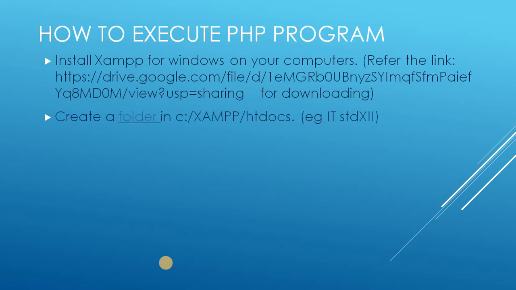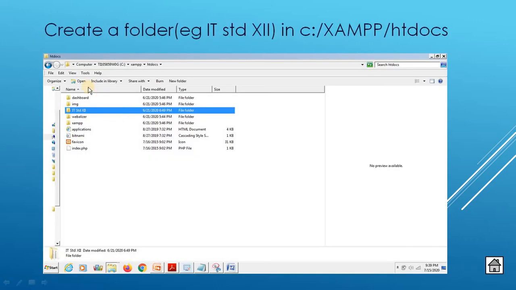Create a folder in C, XAMPP, htdocs. So once you have completed the installation process, you can see the folder C, XAMPP, htdocs. Inside this htdocs folder, you are going to create a new folder. You can give any name to that folder. Let's take for example, the name of the folder is IT Standard 12. So let's see how it looks. So here, this is the folder. Inside G drive, XAMPP, htdocs, there is a folder which is created, IT Standard 12. Okay. Next.